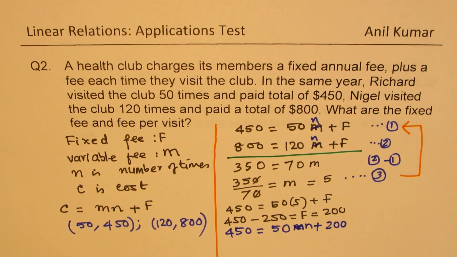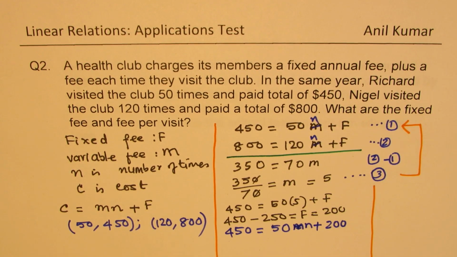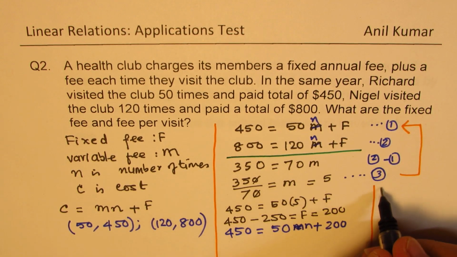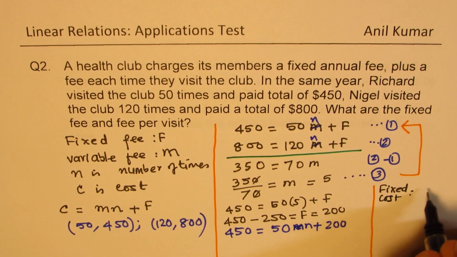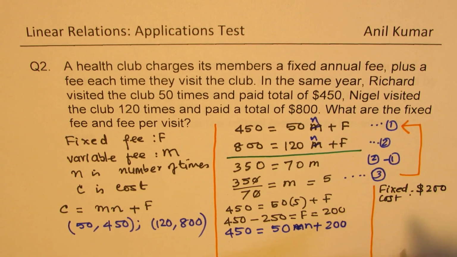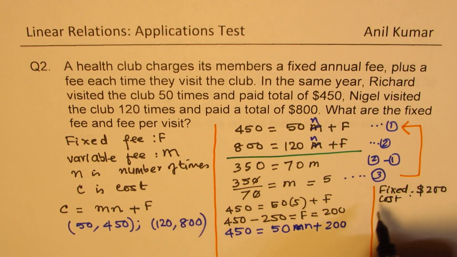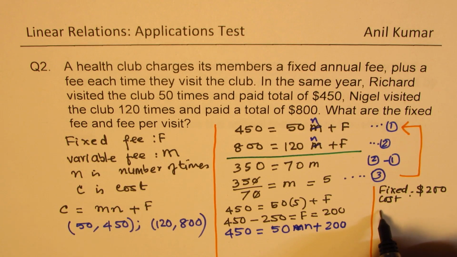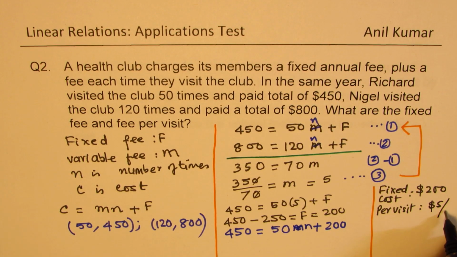Okay. So from here, we get both the fixed cost and the fee per visit, right? So the fixed cost is $200, and the rate, which is m, is $5 per visit.